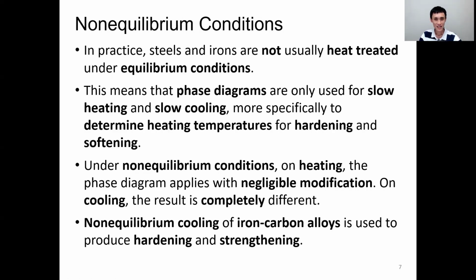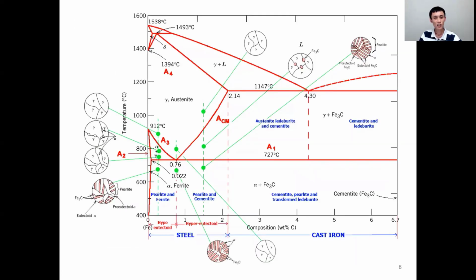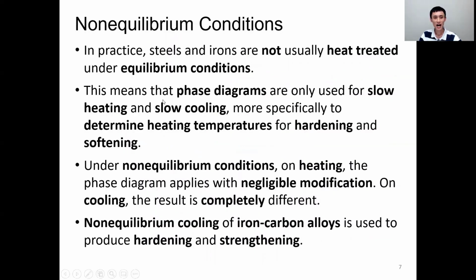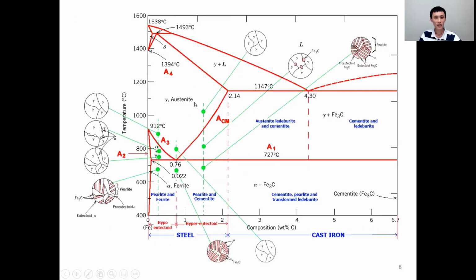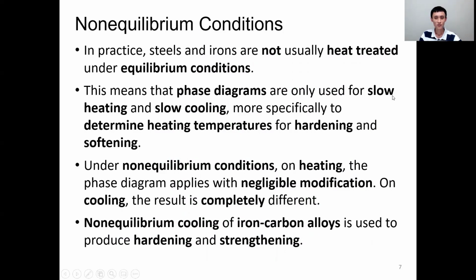The last criteria is rapid cooling. Instead of the equilibrium diagram, in order to perform rapid cooling, we have to be in a non-equilibrium condition. So for quenching, we are not going to be in equilibrium conditions. The equilibrium diagram here is for slow heating and slow cooling.